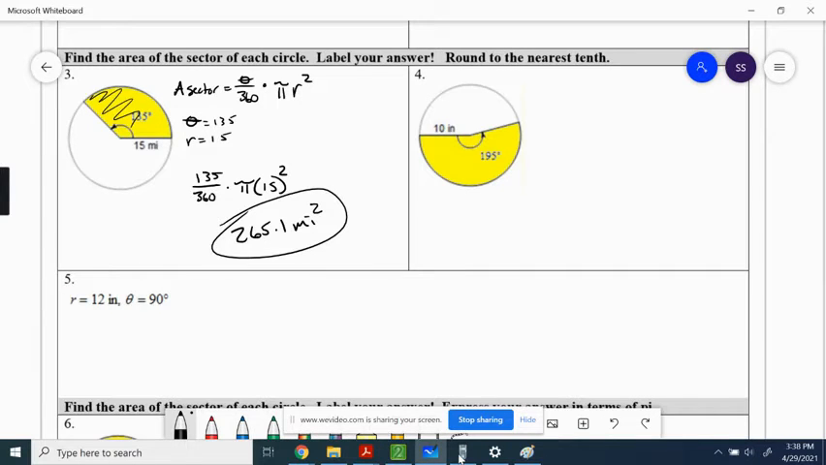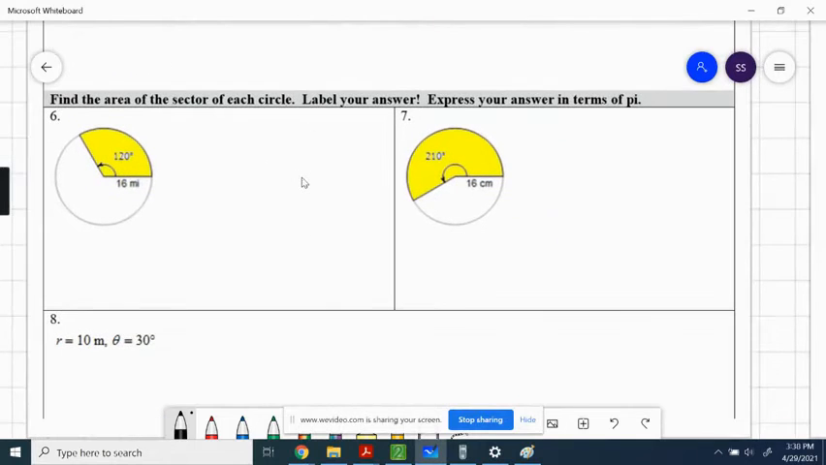All right, so 4 and 5, it's all the same thing. You're just changing two different values. You're using the same formula, but the theta value is 195 for this problem, and the radius is 10. Okay, plug them into the formula, have your calculator do the rest.